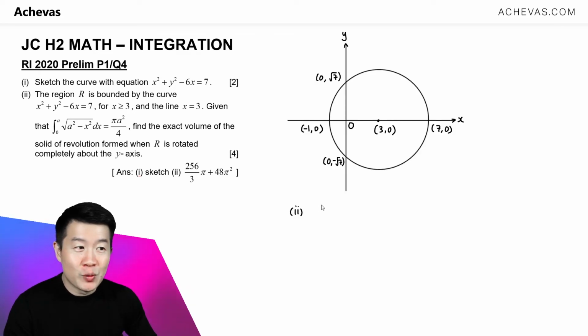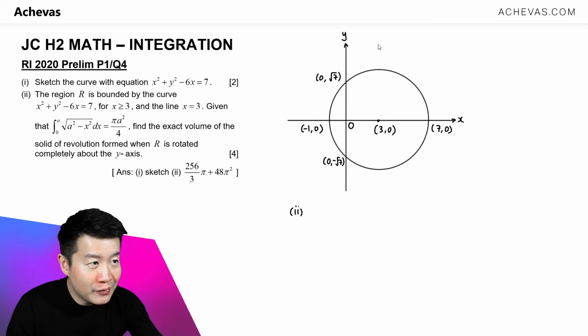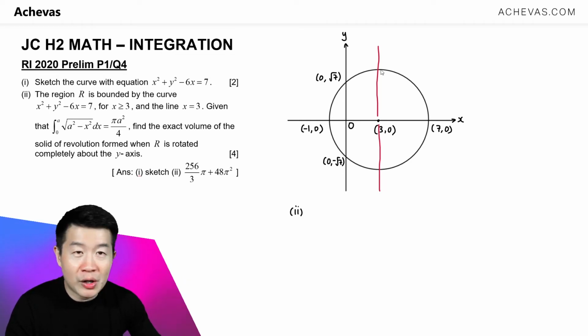The very first thing that we should try to do is to identify this region R. According to the question, it is bounded by the curve for x to be bigger or equal to 3, and 3 is here, the line x is equal to 3. So we have this vertical line that is going to be passing through the center of the circle, and we are working on a part of the graph that is bigger or equal to 3. So it is this region that we will be working on.